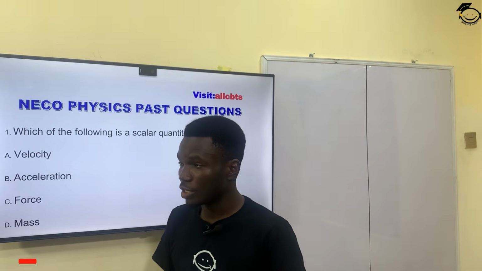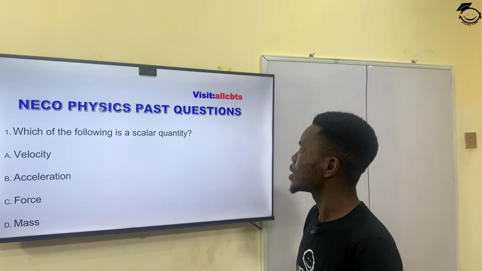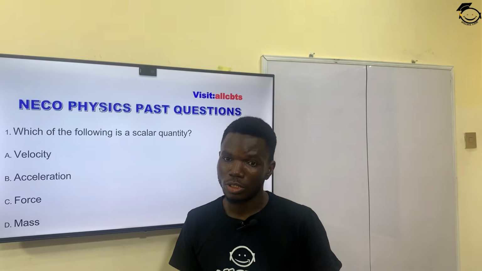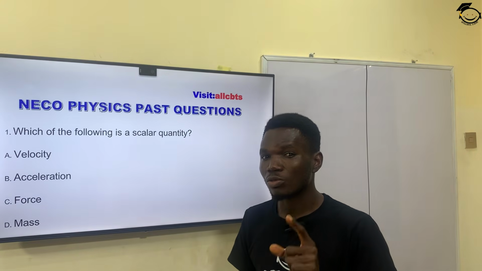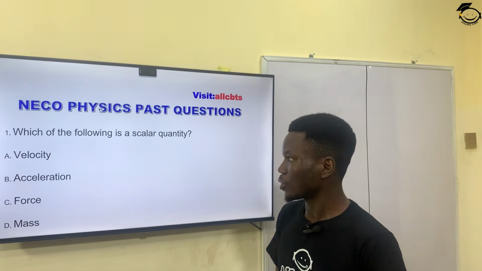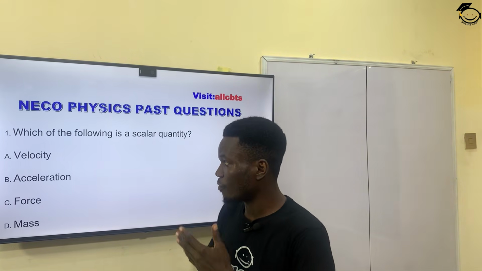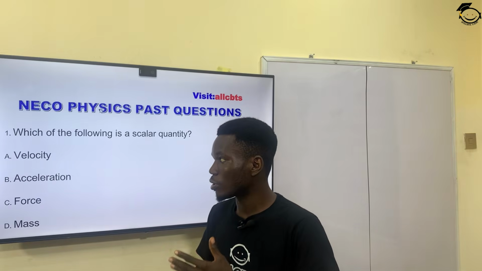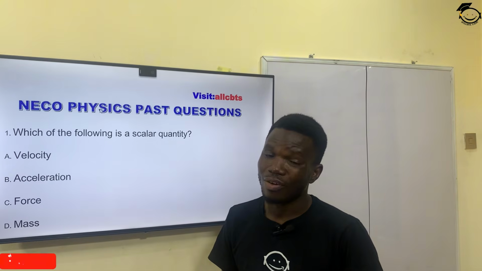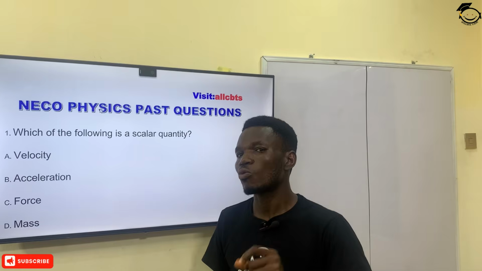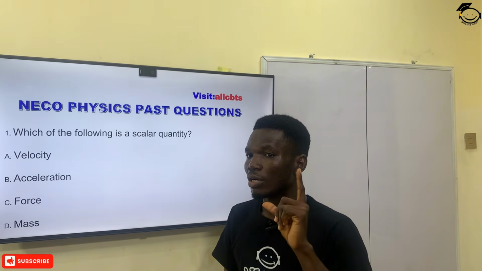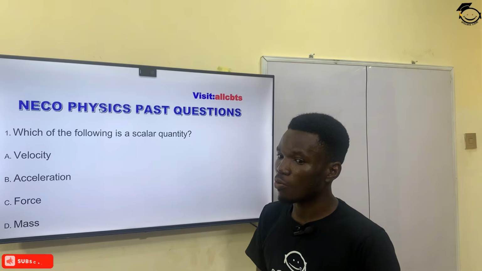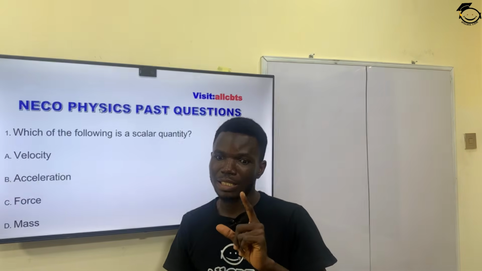The first question says, which of the following is a scalar quantity? A scalar quantity is a quantity that has only magnitude but no direction. The options that we have are velocity, acceleration, force, and mass. The first three options, velocity, acceleration, and force, are vector quantities. Why? Because they have both magnitude and direction. The only one there that is a scalar quantity is mass.